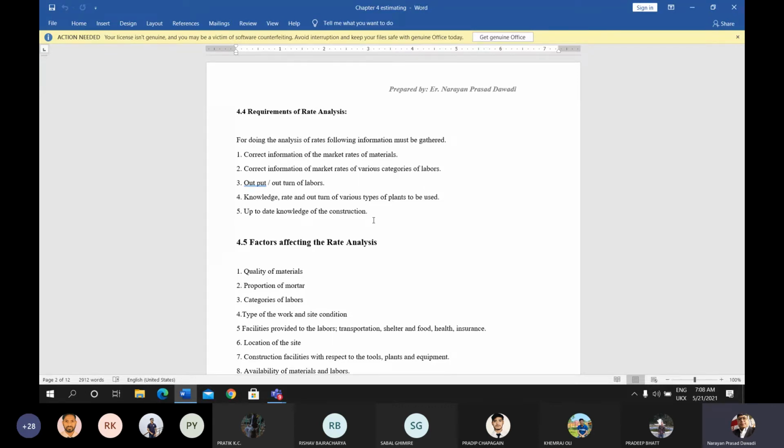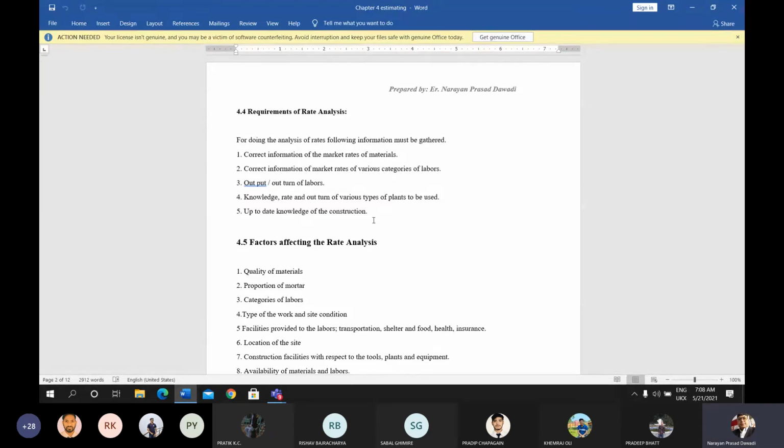Some manpower construct the wall. Some make the door and window. Some may do the electrical works. Different types of manpower are there. We should know what is the capacity of that manpower to do a work in a day. That is the output or outturn.